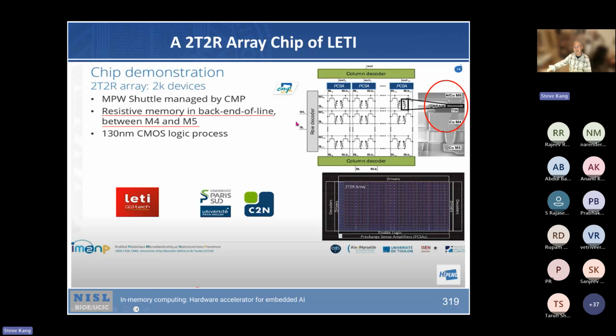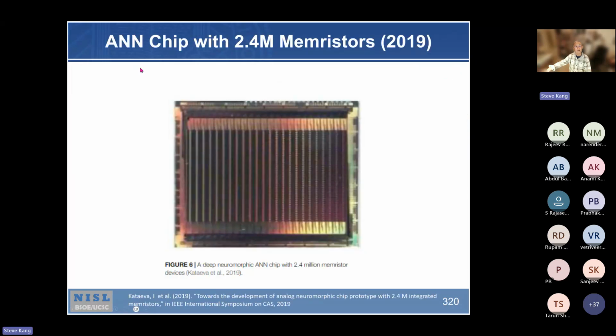And this is a 2T2R array. They did the processing between level 3 metal and level 4 metal, and had the memristive devices implemented there for demonstration. And this is an analog artificial neural network chip with 2.4 million memristive devices, published in 2019.